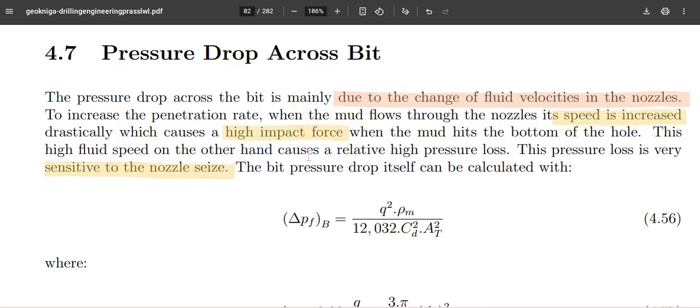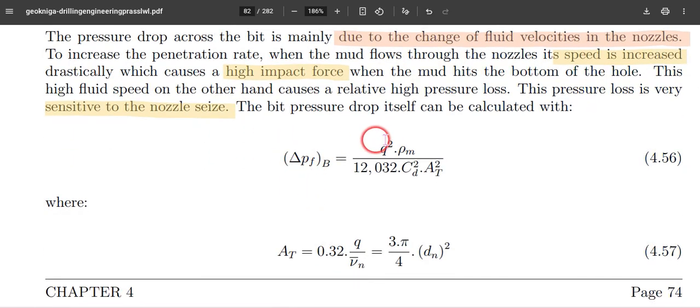These things are very related and sensitive to the nozzle, because that is the equipment embedded in the drill bit, and the flow happens through these nozzles. When the flow goes through nozzles, we know that there's a convergent or divergent flow, and the pressure energy is converted into kinetic energy, which increases the velocities so that it has a high impact force and effective hole cleaning.